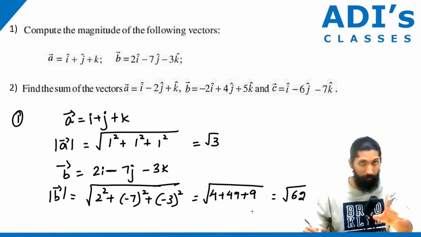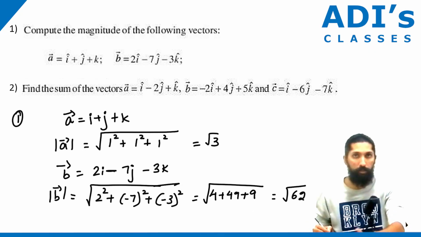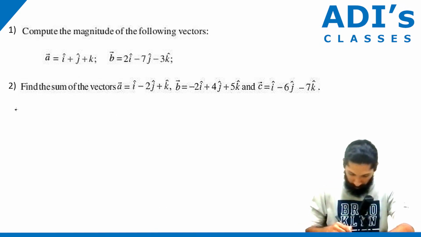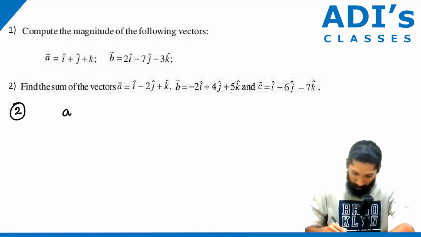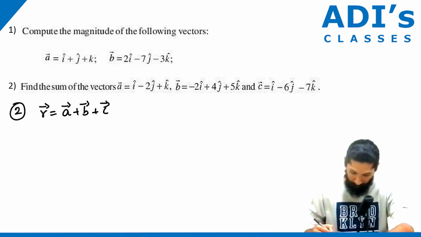Clear? Now the next one, we'll look into the second one. See, the sum of the vectors you have to calculate now. Correct? For the sum of the vectors, what we'll do, see the second one, they're asking you the sum of vectors A plus B plus C. Let's call this R. R being the resultant vector, sum of all the three.